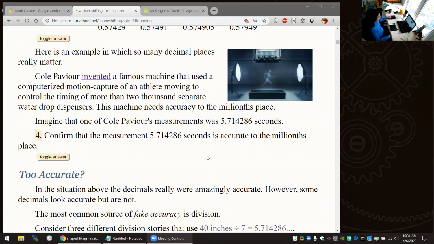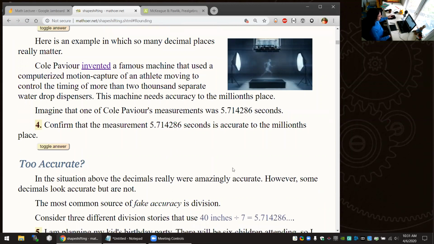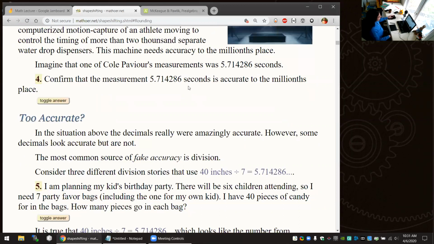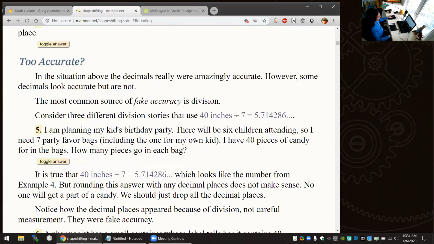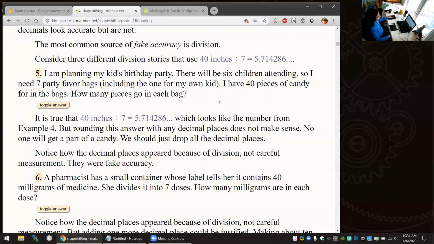Anyway, so the 7 was tenths, 1 was hundredths, 4 was thousandths. That means the 2 is 10 thousandths. The 8 would be 100 thousandths, and the 6 is indeed millionths. So, okay. Usually when we get long decimals, it's not because we are measuring something so incredibly carefully. It's because we've done division. Division makes lots of fake accuracy.